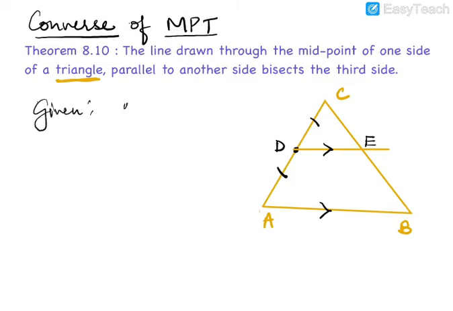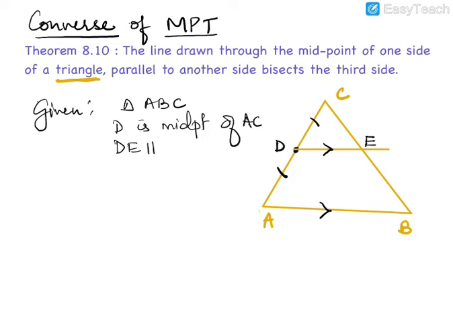So we are given triangle ABC in which D is the midpoint and we are given DE parallel to AB. We have to prove that E is the midpoint of BC. That means we have to show that CE is equal to EB. In order to prove the converse statement, we will have to do the same construction, that is from point B, draw line BX that is parallel to AC and then extend DE to meet this line at F.